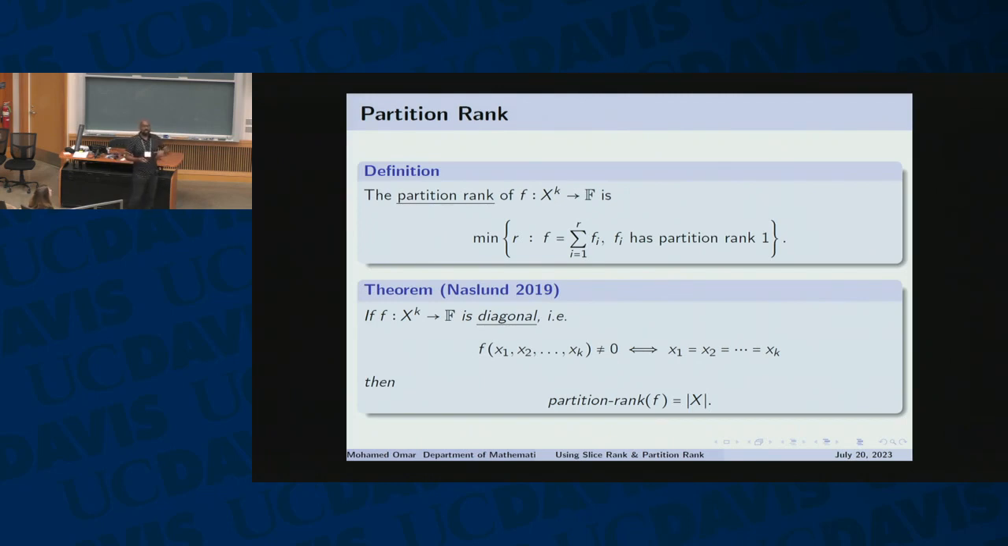But in terms of finding actual upper bounds on the size of your set, it's much easier to deal with partition rank, because you're allowed to break up your functions into many more pieces as opposed to what you did with slices.